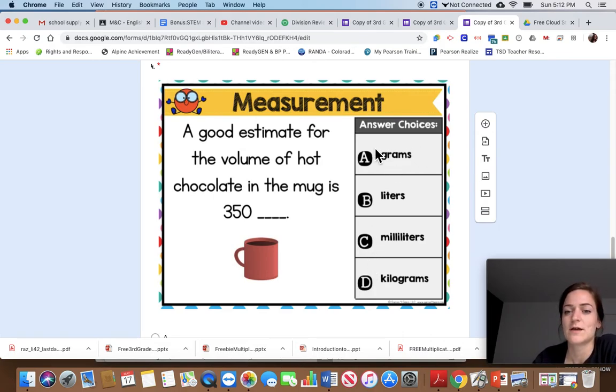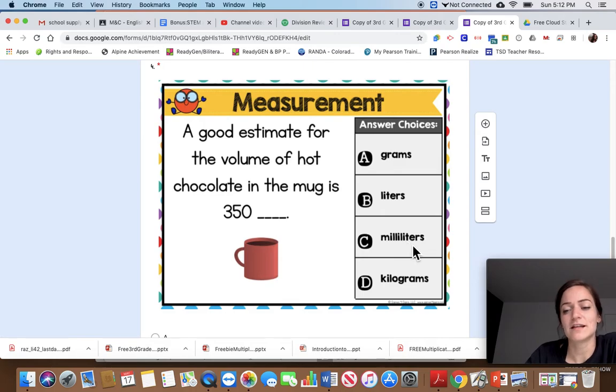All right, so let's look. 350 grams. Now, if you remember, grams we use to weigh something. So would we use that for liquid? Not necessarily. Remember, grams weighed about the same as a large paper clip. Okay, so A is not right. Okay, let's look at liters. Remember when you would get some pops? When you get a pop, that usually comes in a liter bottle. Do you think 350 of those would fit into this mug? Probably not, right? No, way too small.